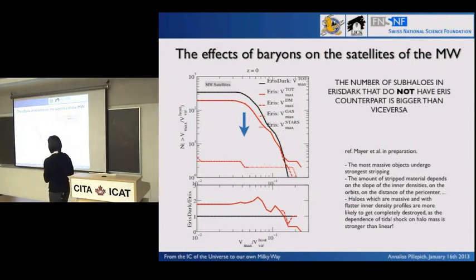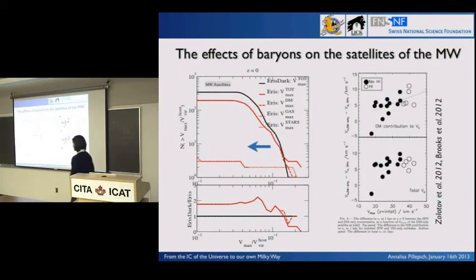So first of all, this happens. What does this mean? That if I look at a subhalo in Eris Dark, and I look for its twin in the baryonic run, it's more probable that I don't find its twin in the baryonic run than vice versa. So really, by redshift zero, I do have a number of subhalos in the N-body only run which do not have a twin. They got destroyed, they are not there. So really this is a matter of abundance.